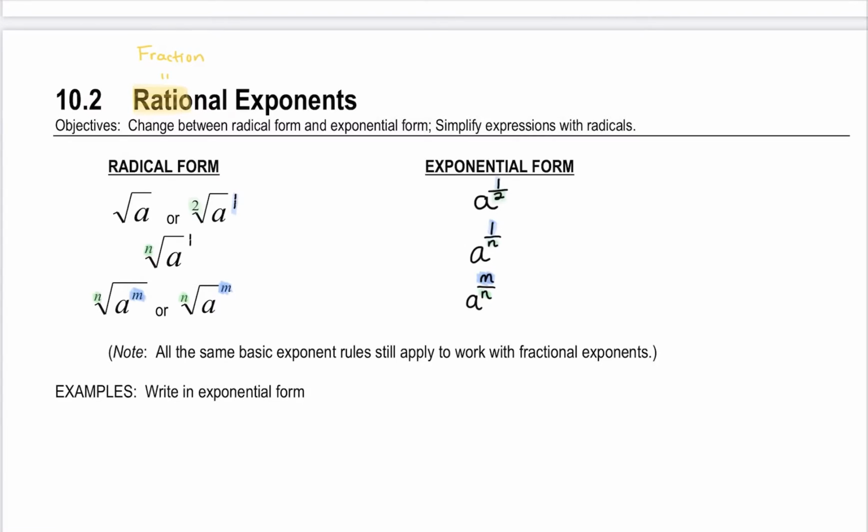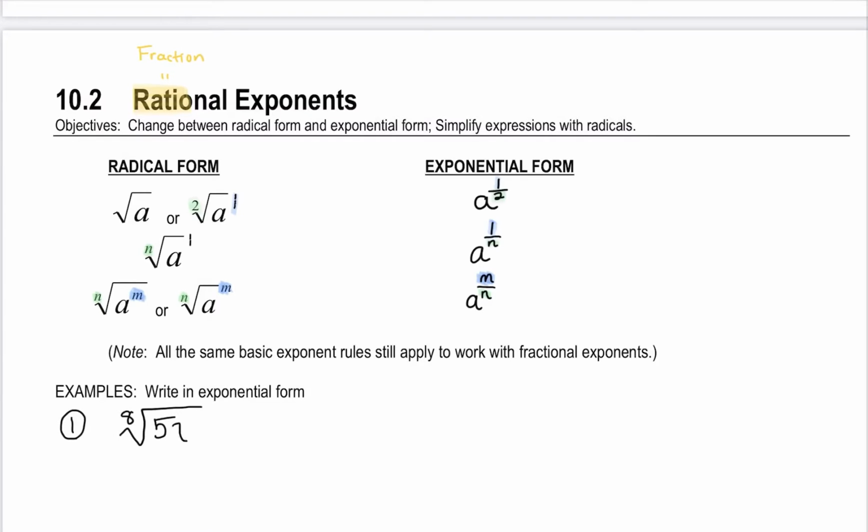Now, as we get into working with exponents, we can still apply the same exponent rules when we work with these fractional exponents, these rational exponents. So let's just start to take a look at some examples. In the first examples, all we're going to do is move in between exponential form and radical form. So the first couple, I'm going to give us something in radical form, and then we are going to convert it into exponential form.